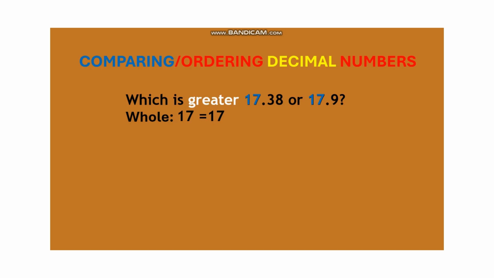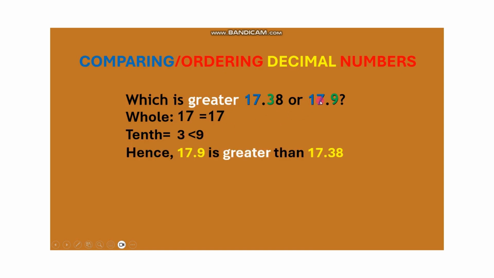We have to move to the next digit, which is the place of tenths. For the tenths place, for the first number we have 3, and for the second one we have 9. And 3 is less than 9. The number 17.9 is greater because 9 is greater than 3. Hence, 17.9 is greater than 17.38.